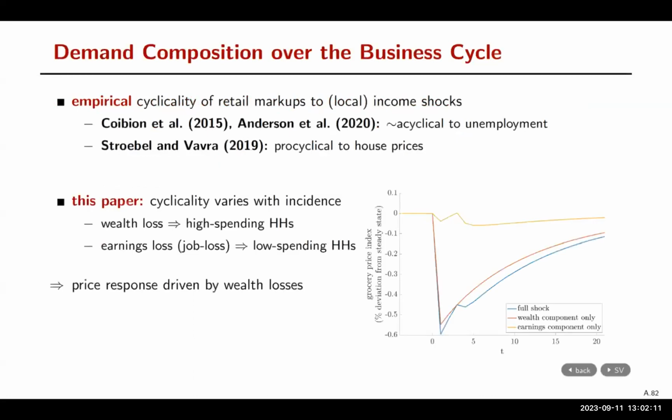Now, what I showed you before is both of these components together. I can look at the response of prices to each of these components in isolation. What you get is that the overall decline in posted retail prices is almost entirely driven by the decline in wealth. The decline in wealth alone would be the orange line. If I only switch on the earnings losses, then you get the yellow line. Think of this as an increase in unemployment. And what you see is that wealth explains almost all of it, and there seems to be a very weak response to the earnings losses.